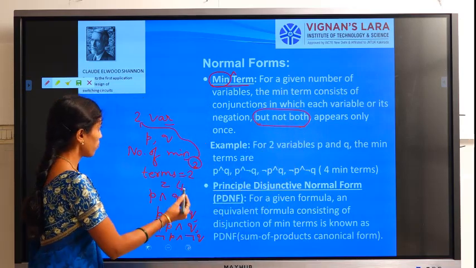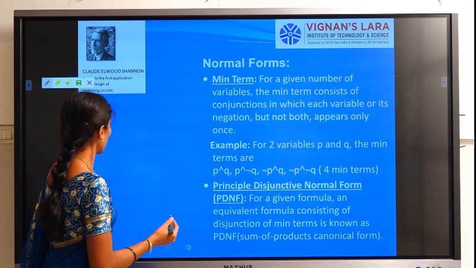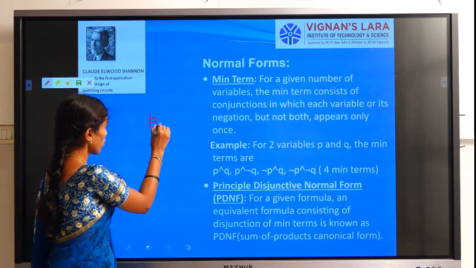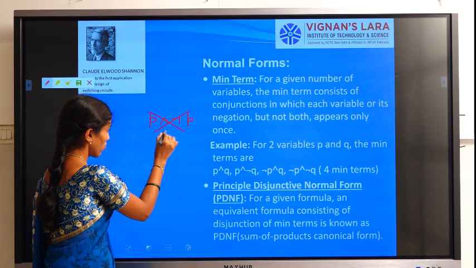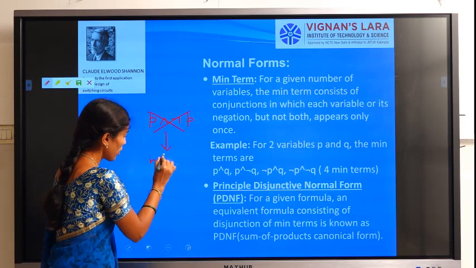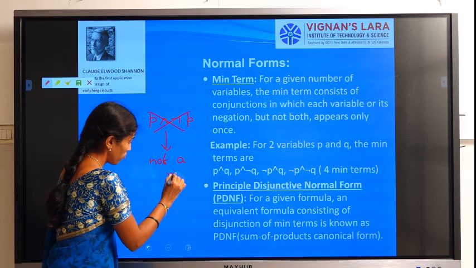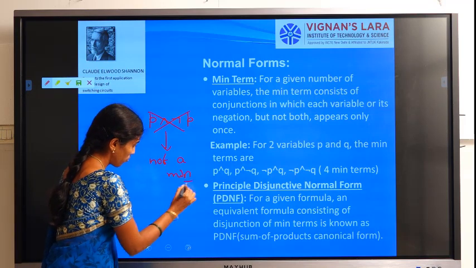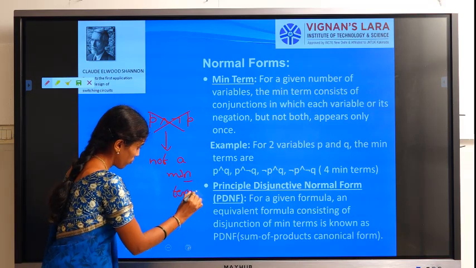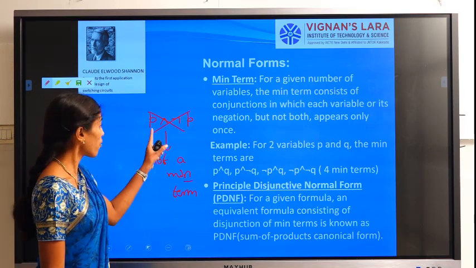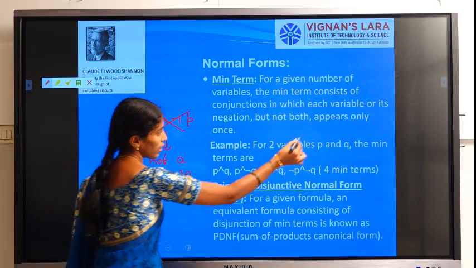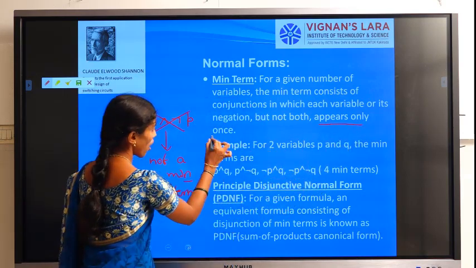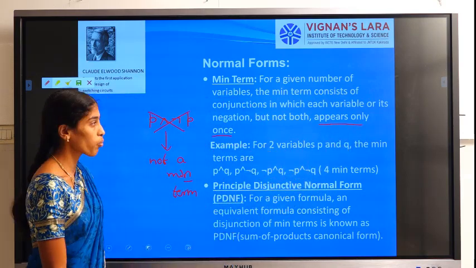Suppose I write P and negation P, it's not a min term, because it consists of the variable P and its negation P. But here the condition is that either the variable or its negation appears only once.